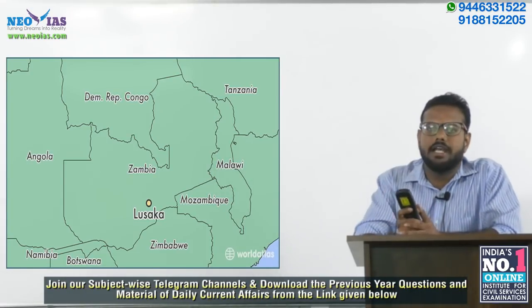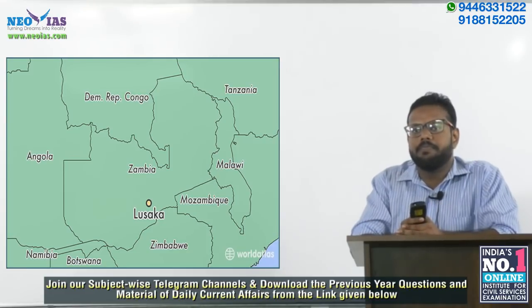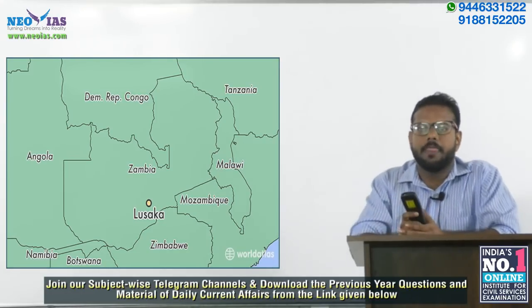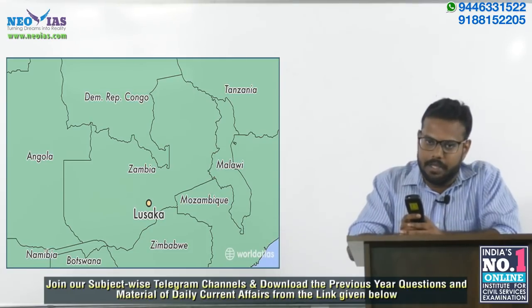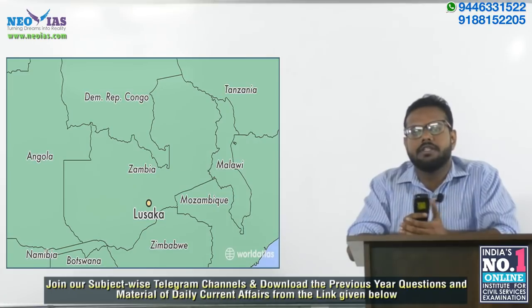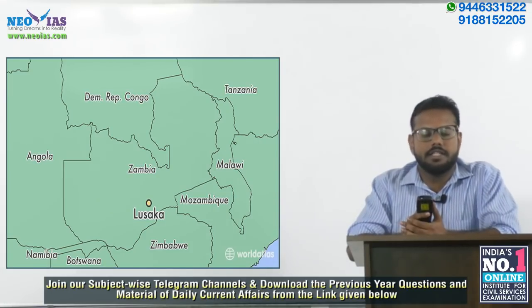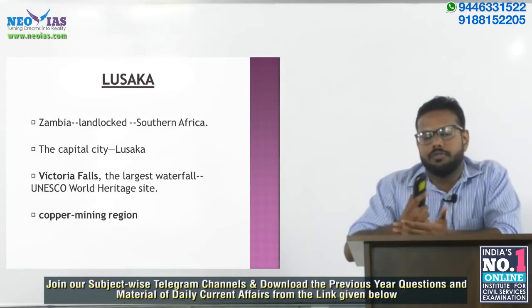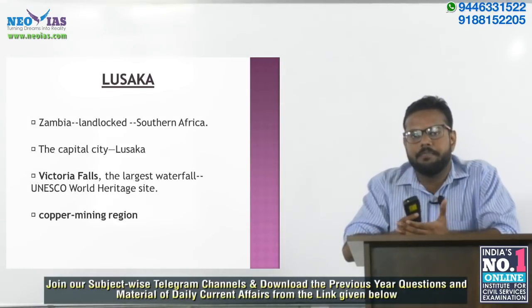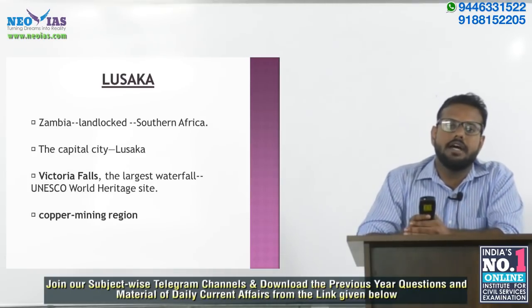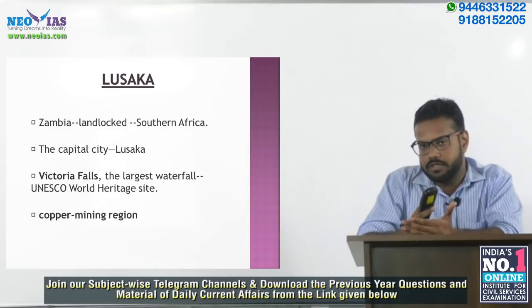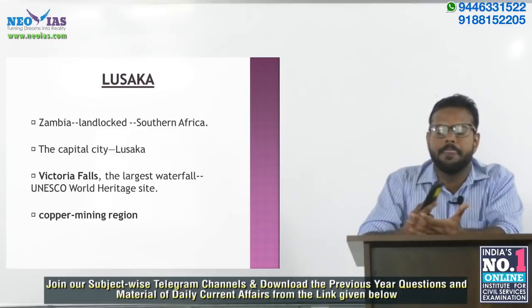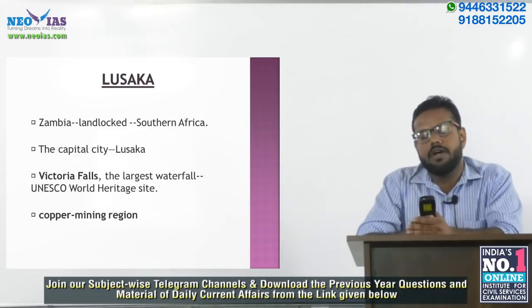This is Zambia. Zambia is a landlocked country in southern Africa, and it is surrounded by Angola, Democratic Republic of Congo, Tanzania, Malawi, Mozambique, Zimbabwe, Botswana and finally Namibia. So this is a landlocked country in southern Africa, and the capital city of Zambia is Lusaka. One of the other features of Zambia is that it is very popular for its falls, that is the Victoria Falls, which is the largest waterfall in the world, and it is a UNESCO World Heritage Site.